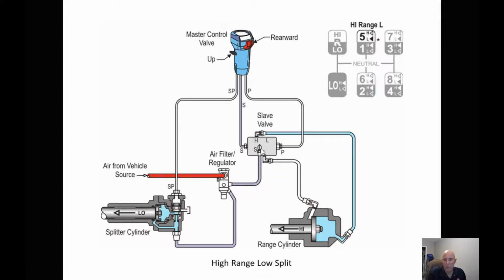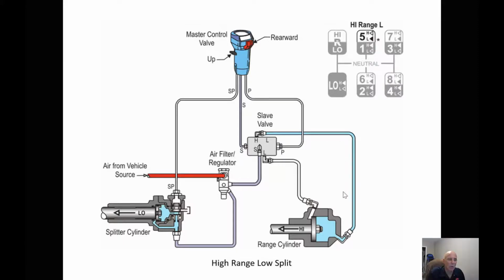One goes to our slave valve. We have pressure that goes up to our master control valve, and then we have two spaghetti lines, one that goes down to our splitter and one that goes down for our high-low range. So right now we're in high range, low split. High range lever is up, low split.